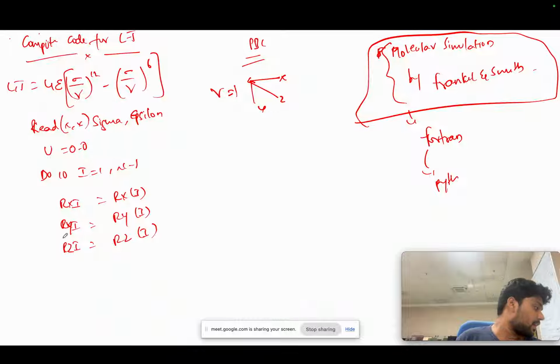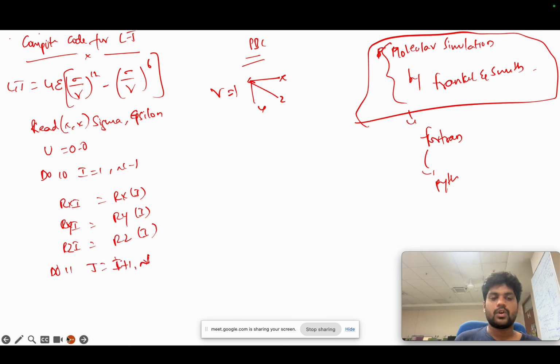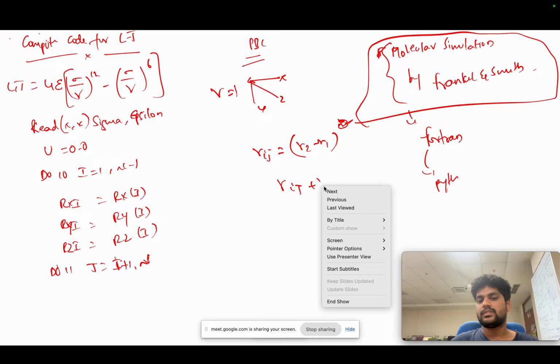Once you have these values, then you apply the do loop inside the i loop, I mean a for loop in the for loop. Now j equal to i plus 1 to n. Now you need to get the two values, right? rij is nothing but r2 minus r1 whole square, and you need to take it on all three sides: the x axis, y axis, z axis.